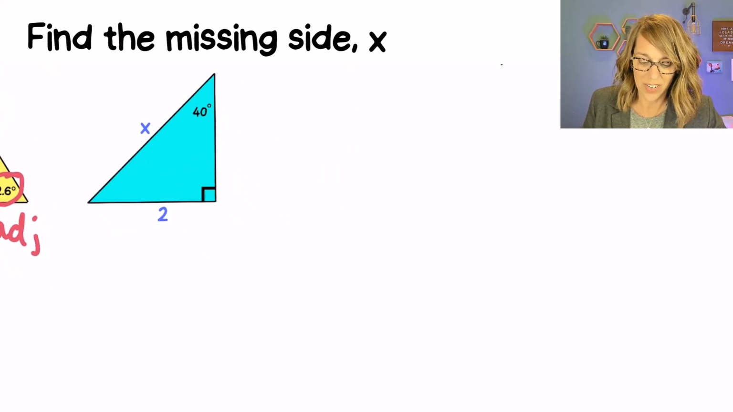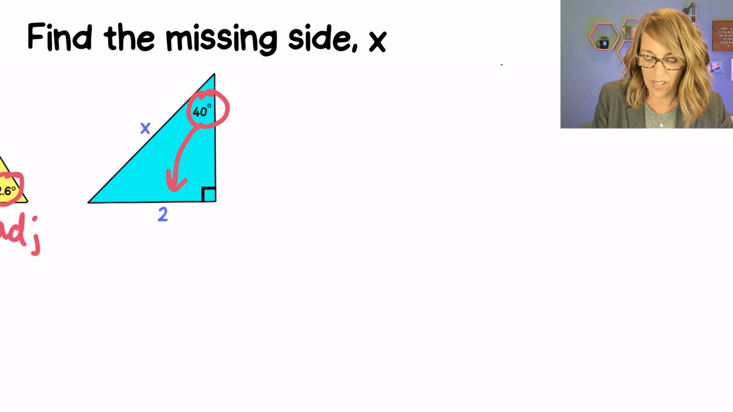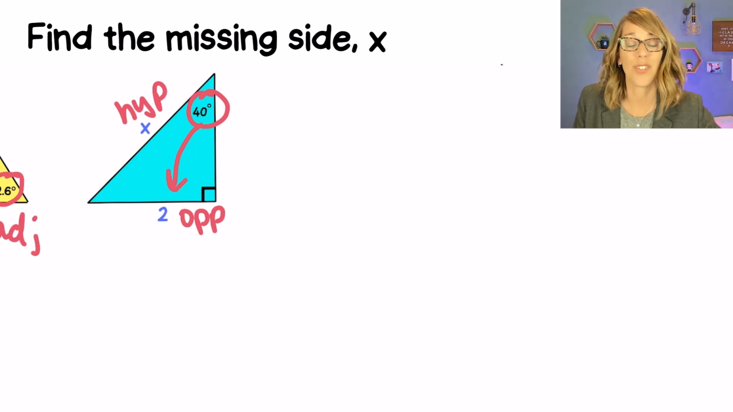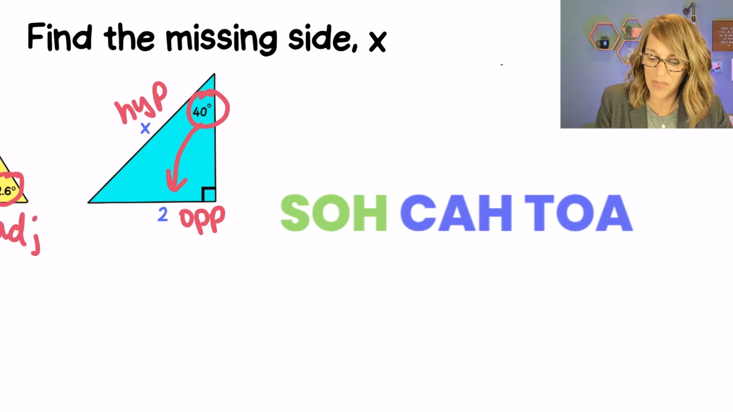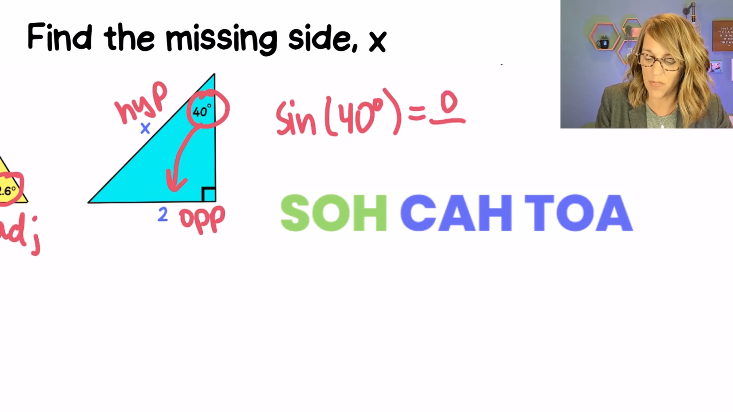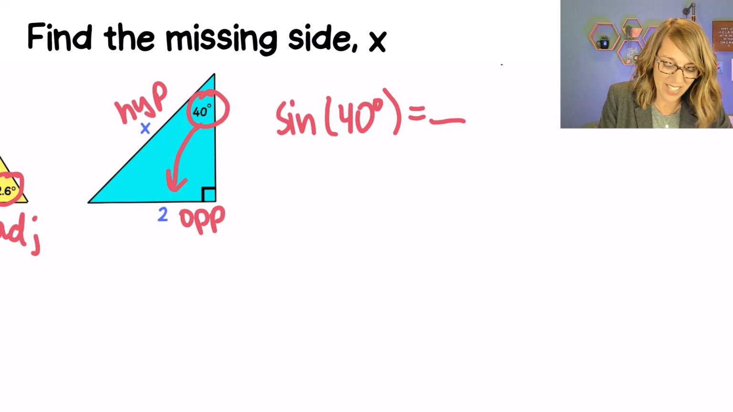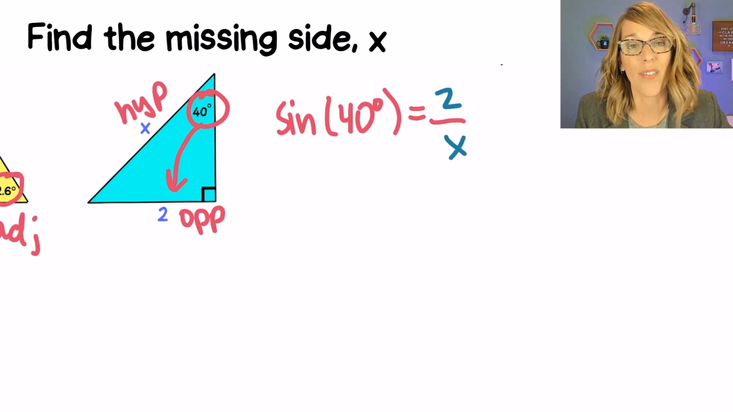In our other triangle, we've got a 40-degree angle. We have the side opposite, which is equal to 2, and we've got that hypotenuse, which is equal to x. So I've got the O and the H, so I definitely want to use a sine here. So I can say that the sine of 40 degrees is equal to opposite over hypotenuse, but I know what those values are relative to my triangle. Opposite is 2, and my hypotenuse is that x that I'm solving for.